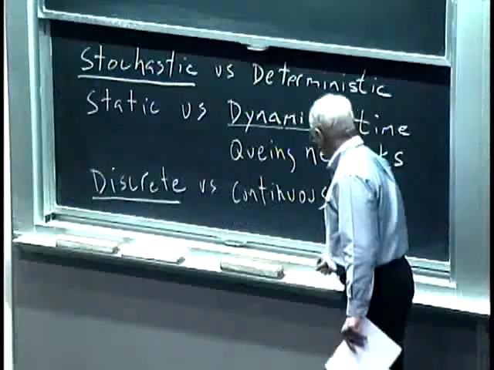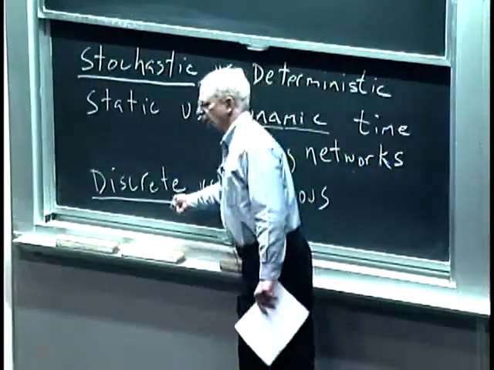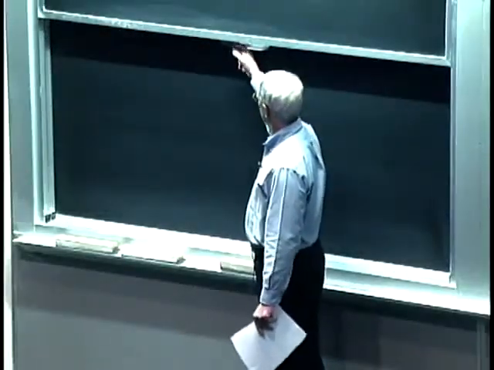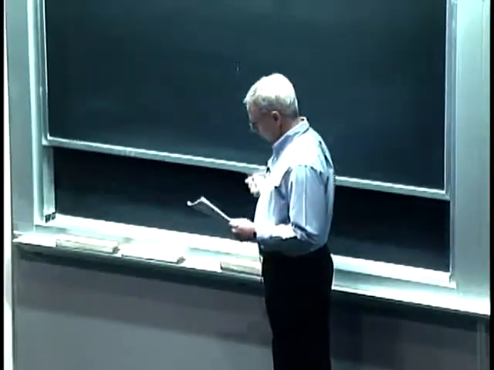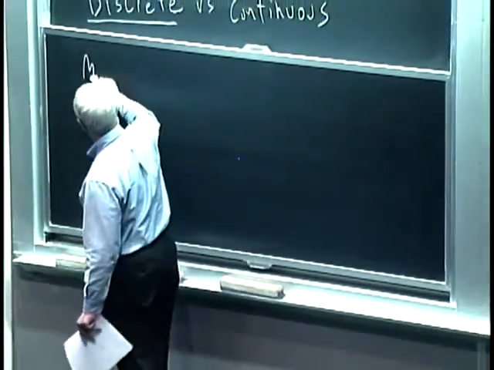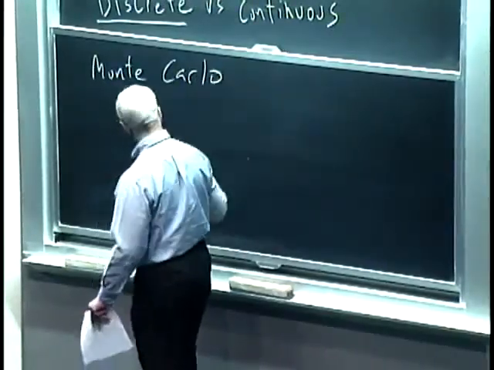Now, if we think about the random walk we looked at, indeed, it was stochastic, dynamic, and discrete. The random walk was an example of what's called a Monte Carlo simulation.